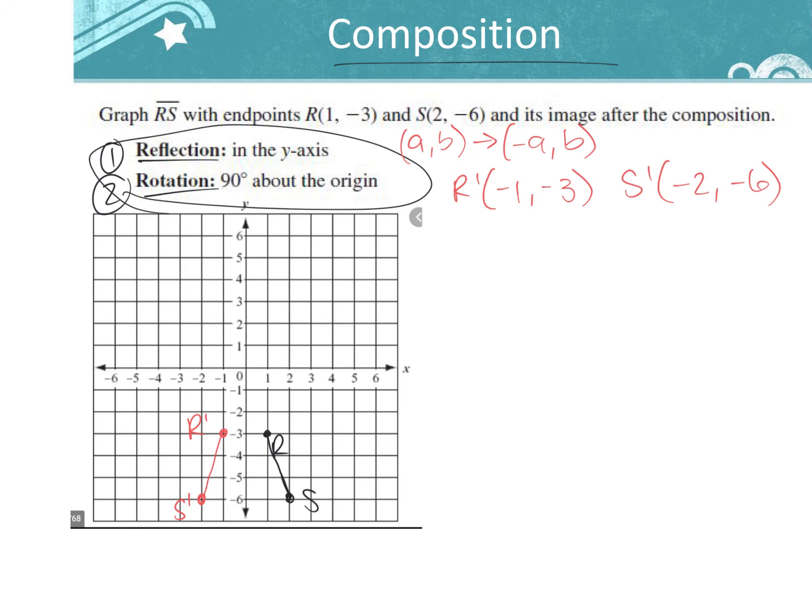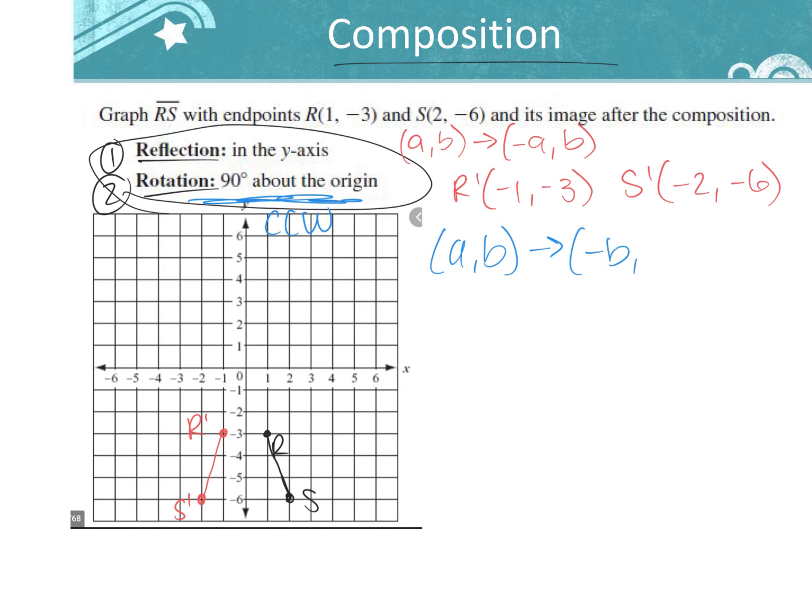Alexis? Isn't the rule supposed to be negative B, A? No. That's for a rotation. We're not on the rotation yet. Okay? Now, the rotation 90 degrees about the origin. First off, which direction am I rotating? Counterclockwise. Okay?